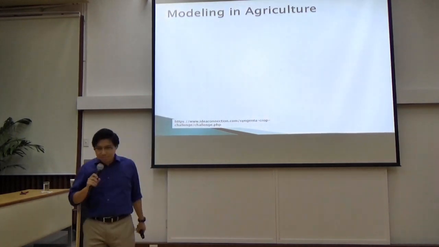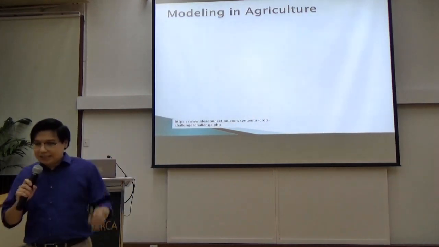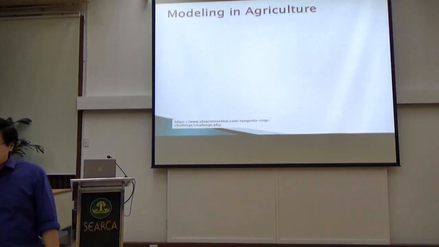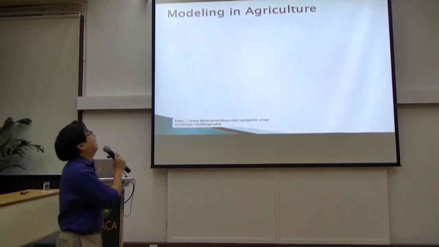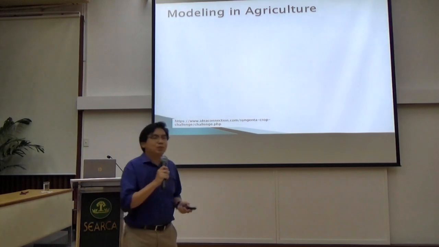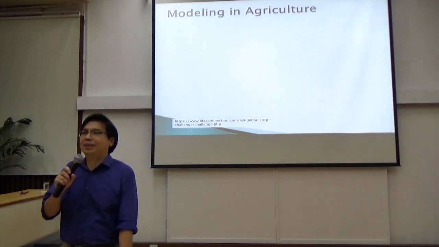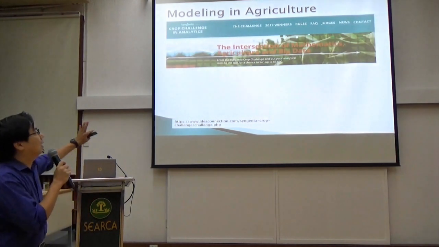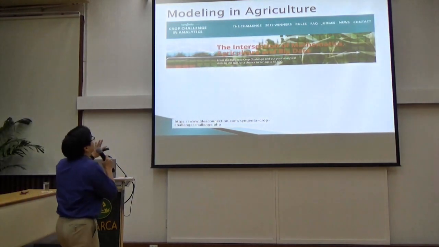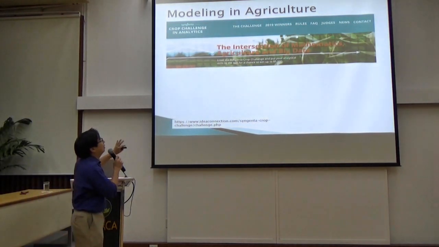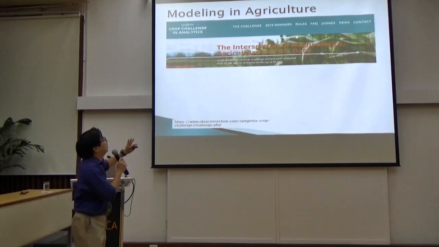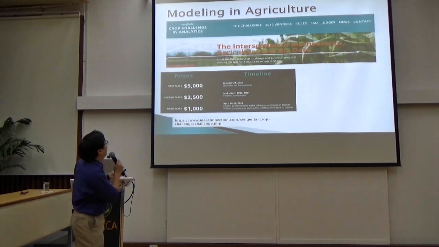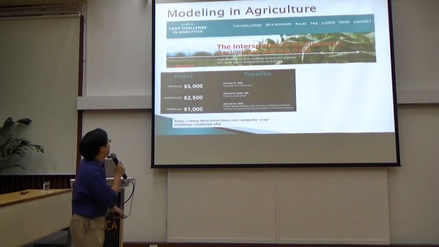So I was doing this, and then I was working with people in Cavite State University, and they introduced me to modeling in agriculture, because they showed me this. There's actually something like this. I think all of you have seen this, no? Syngenta. This is a multinational company. They have this challenge. And there are prizes. $5,000.